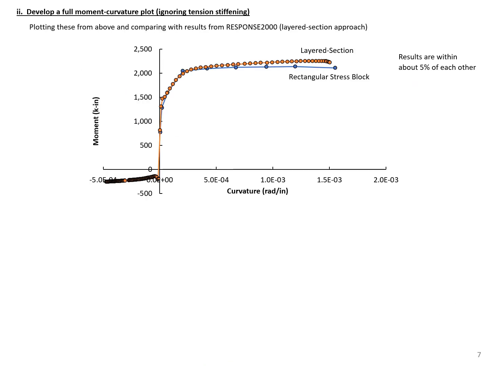We can plot our results from our rectangular stress block approach next to the layered section approach. So here you can see the blue is the rectangular stress block and the orange is our layered section. And you can see that the two are pretty close to each other. They're in general within 5% of each other. So in general, the rectangular stress block approach is a reasonable way to estimate the behavior of a pre-stressed concrete member.